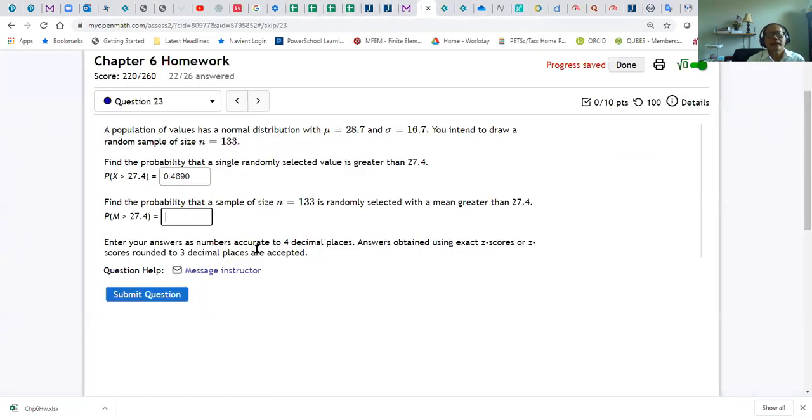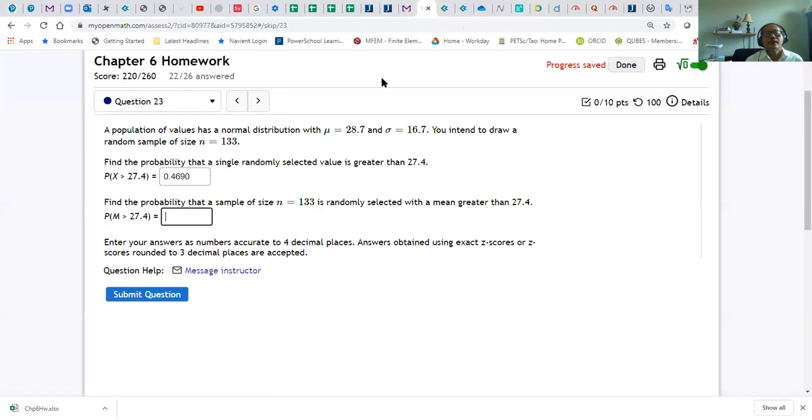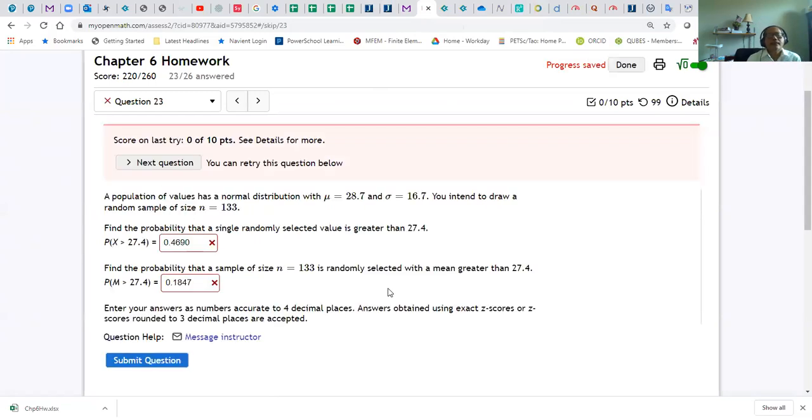Oh no, it is for decimal place. Yeah, it seems to be four decimal places. Okay, so the answer will be 0.1847. Enter. Oops, both of them are wrong.